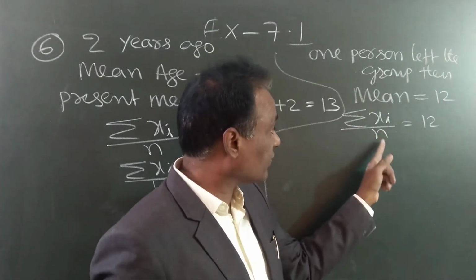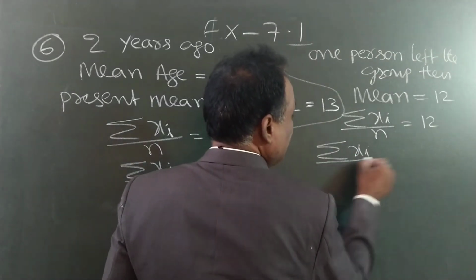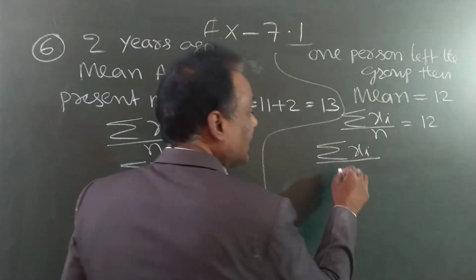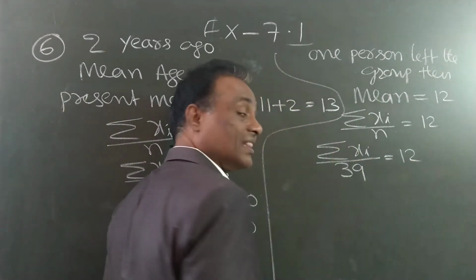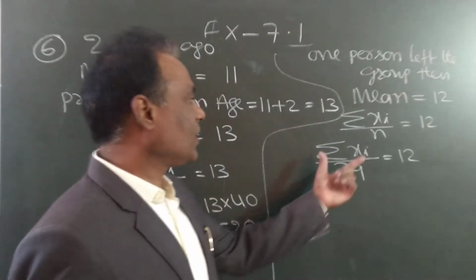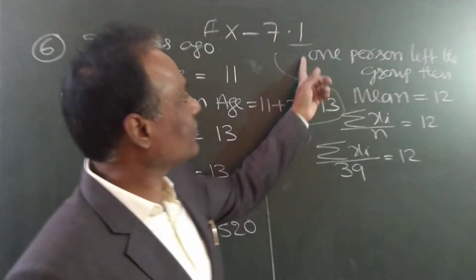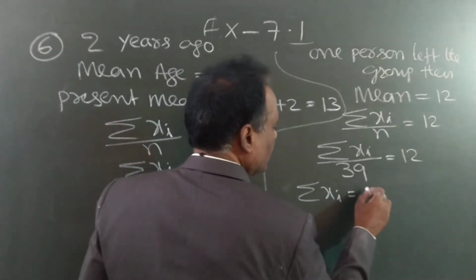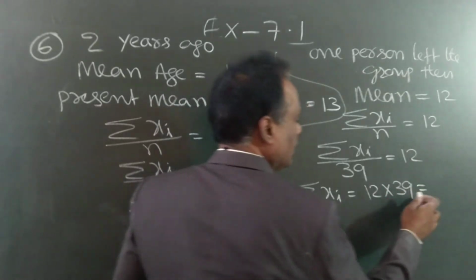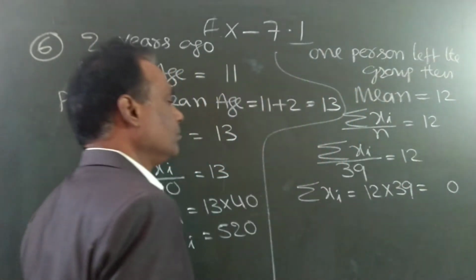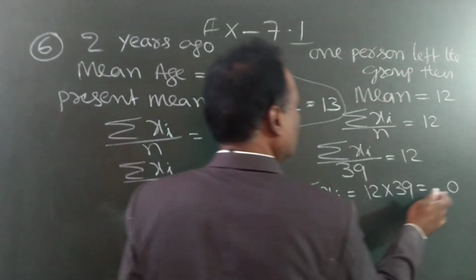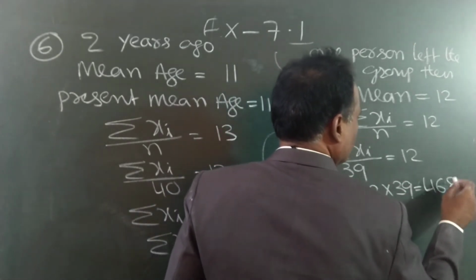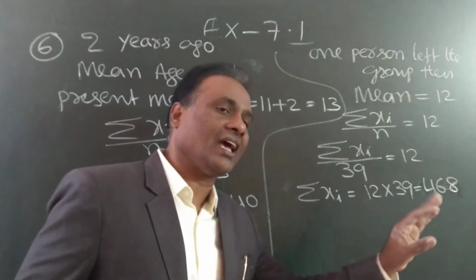What is the formula for mean? Sigma xi by n. Here n is not 40 people. One person left the group, which means 39 people. There are only 39 people. So we don't have 40 people now. Only 39 people. So sum of the observations sigma xi is equal to 12 into 39. Understand up to here. Last conclusion I will explain.